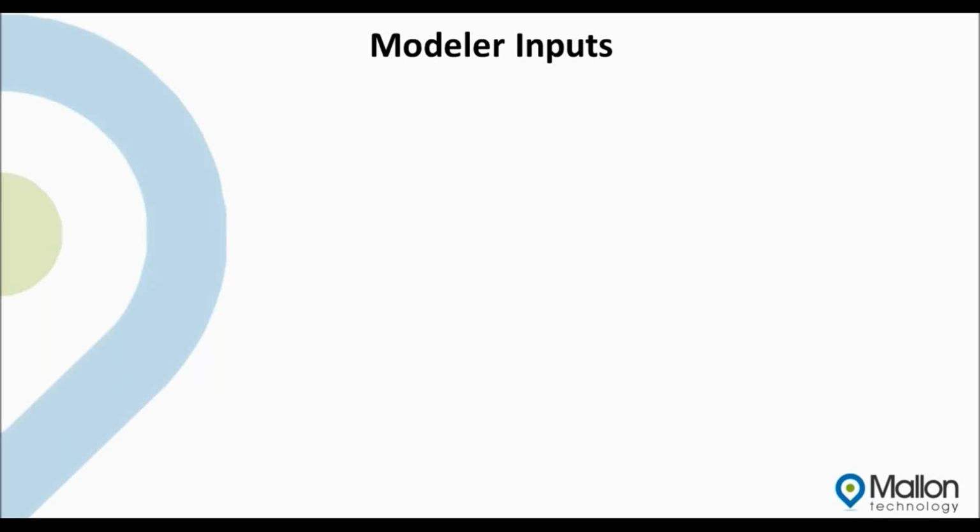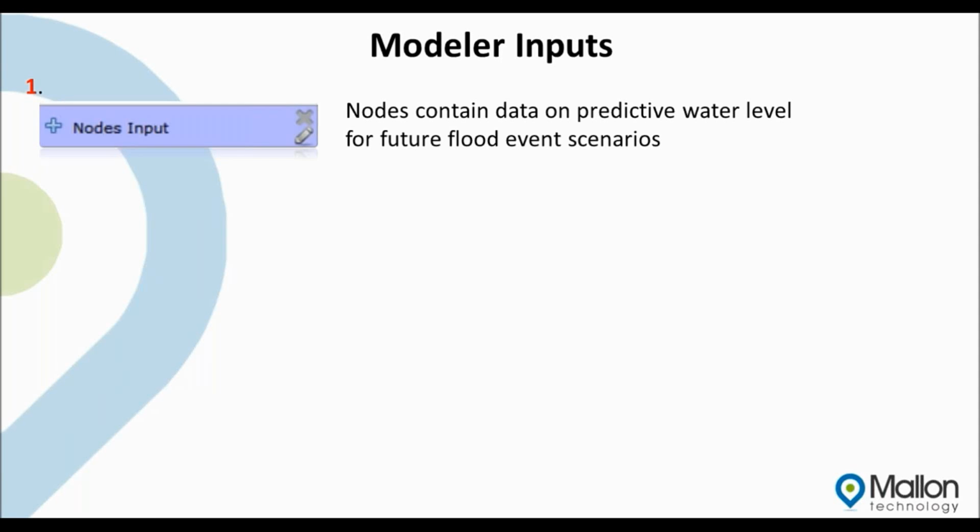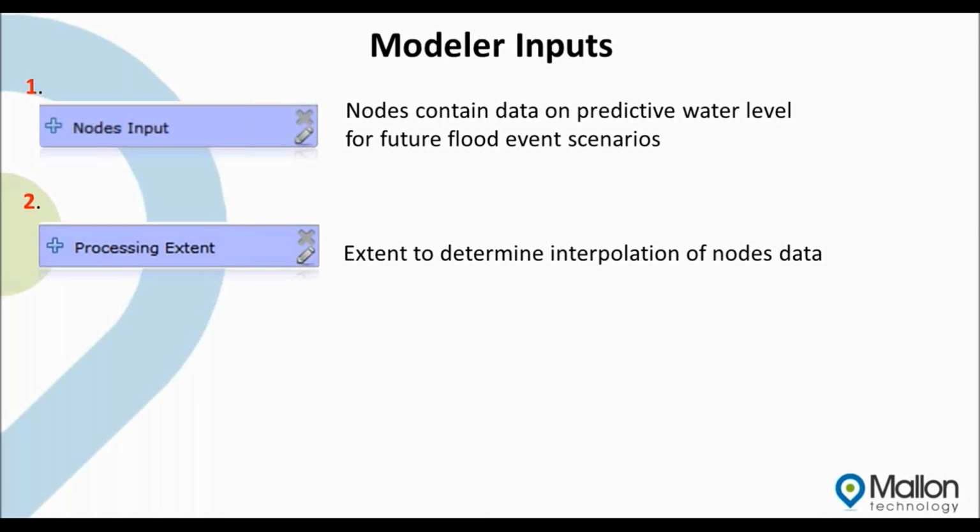So, the actual modeling inputs for flood depth generation and flood extent then. Your very first input is your nodes input. In particular, these nodes contain data on predictive water level for future flood event scenarios. These would have been generated by a dedicated team of flood modelers based out in the OPW. Essentially the nodes contain X, Y, and Z data, and the Z data is essentially predictive water levels based on various things such as climate change, previous flood events, etc.